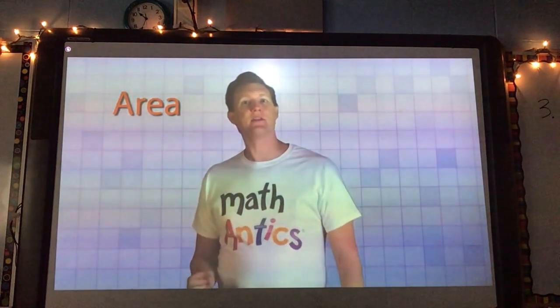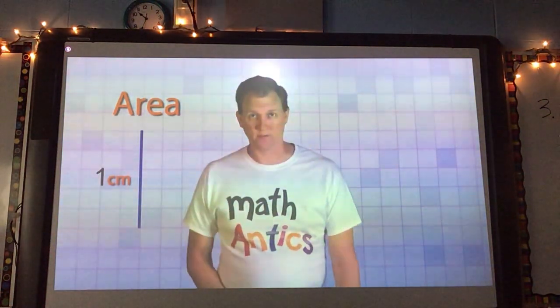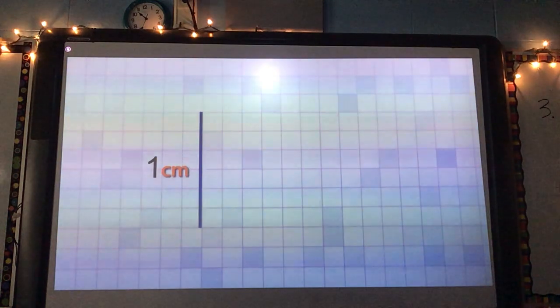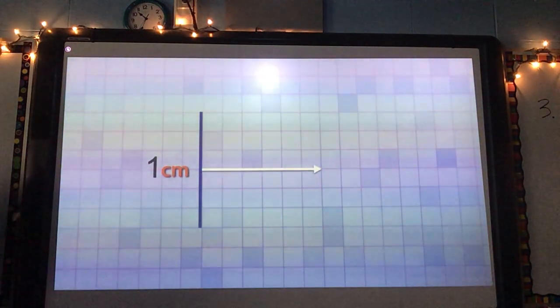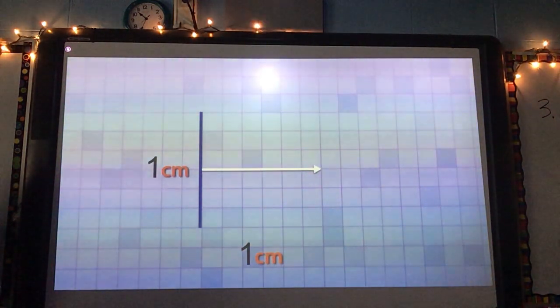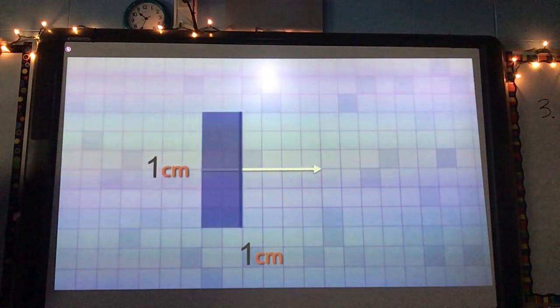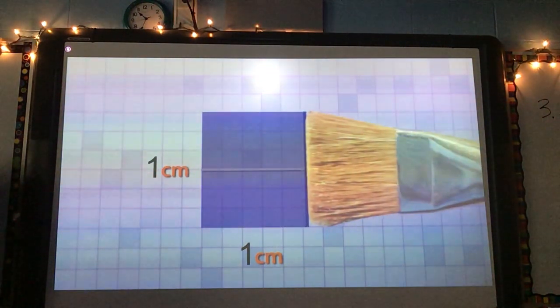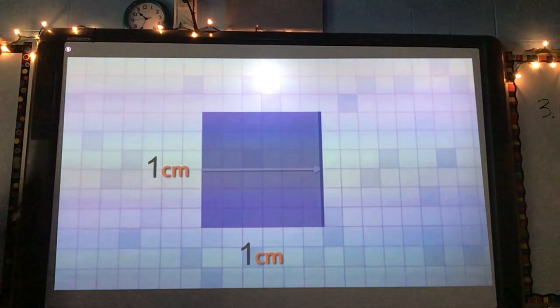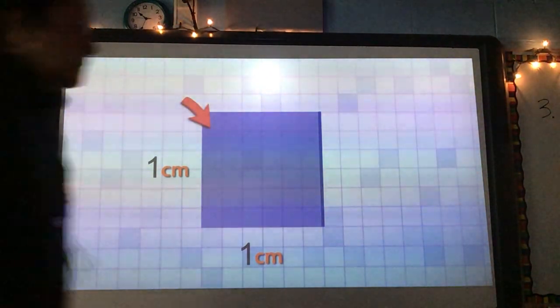To help you understand what area is, let's start by imagining a line that's 1 centimeter long. Now, let's imagine moving that line in a perpendicular direction, a distance of 1 centimeter. But while we move it, it leaves a trail, almost like the end of a paintbrush. By moving the one-dimensional line that way, we formed a two-dimensional shape.